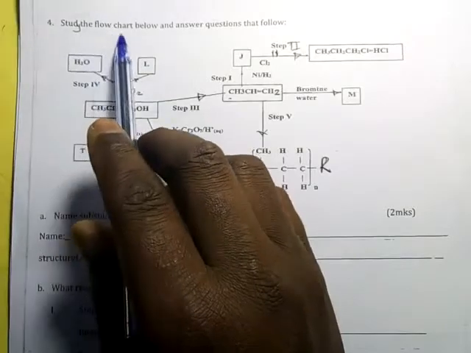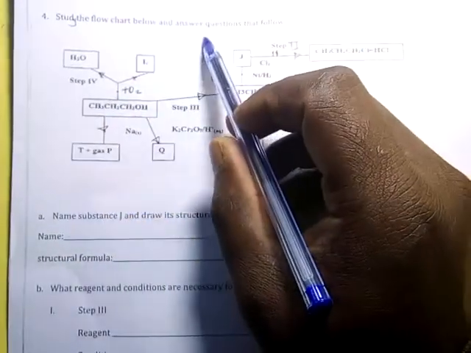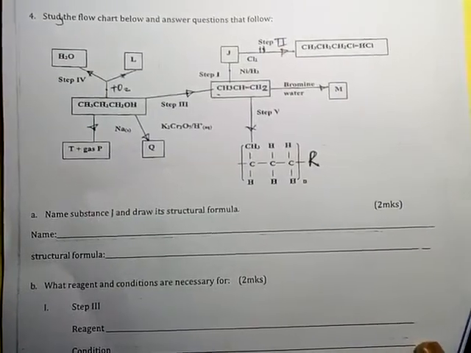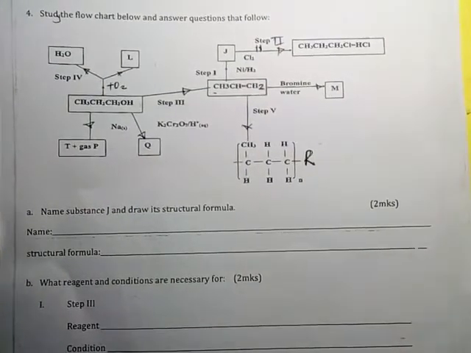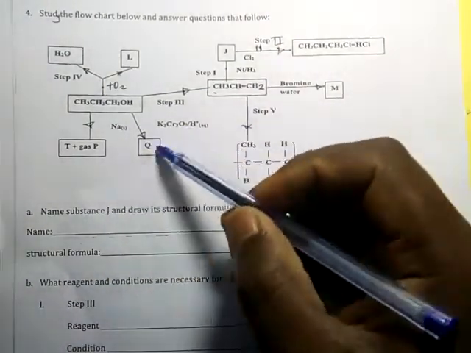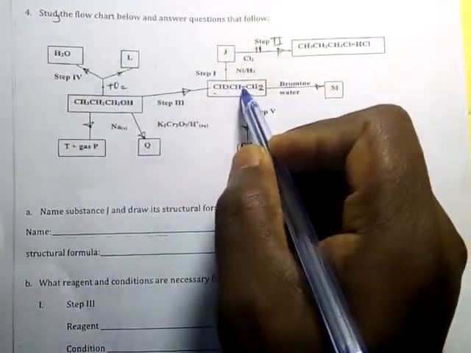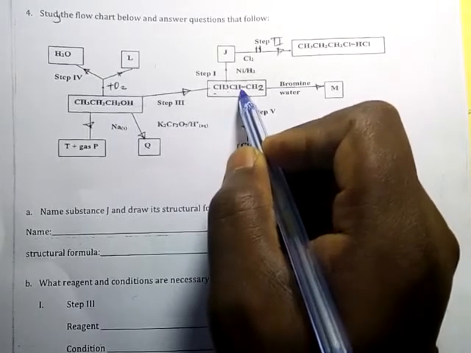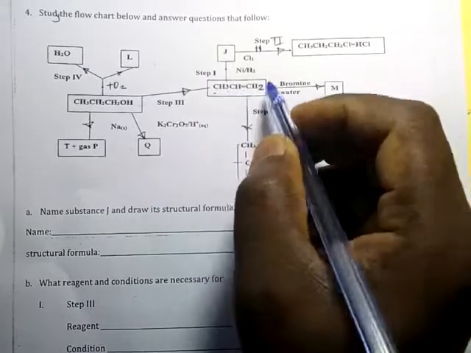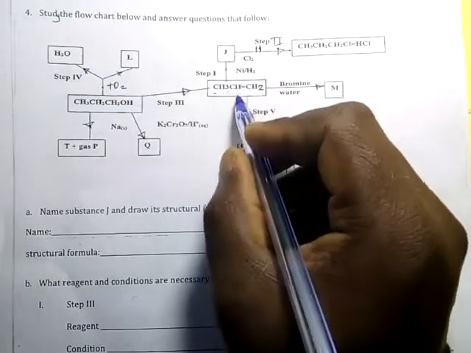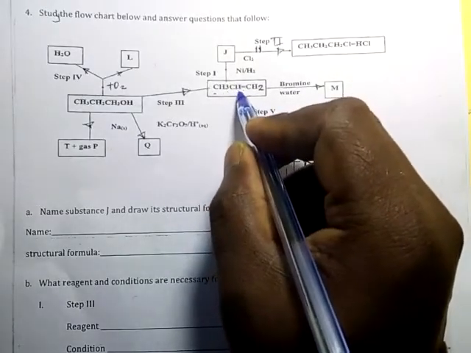Study the flow chart below and answer questions that follow. So let us start this flow chart together. We can start even from here. This is a double bond, so it means this compound is an alkene. If it is an alkene, we want to identify which alkene it is.